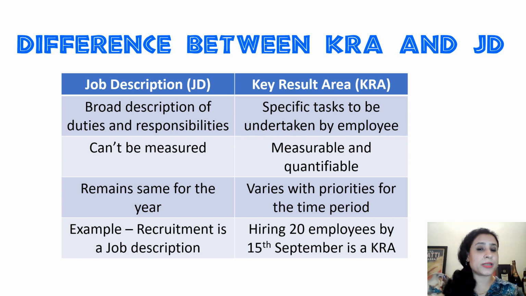Now, a job description cannot be measured. It's just an outline of what the employee is supposed to do. The key result area is measurable and quantifiable. So that means you have to be specific about when and what is required to be achieved. The job description remains the same over the years, and the key result area will vary as per the priorities for the time period. So for example, recruitments might vary each and every month depending on how your recruitment plan is made. For example, recruitment is a job description and hiring 20 employees by 15 September is a KRA.